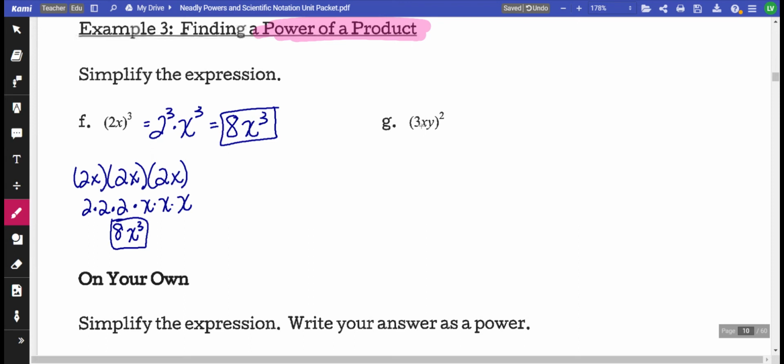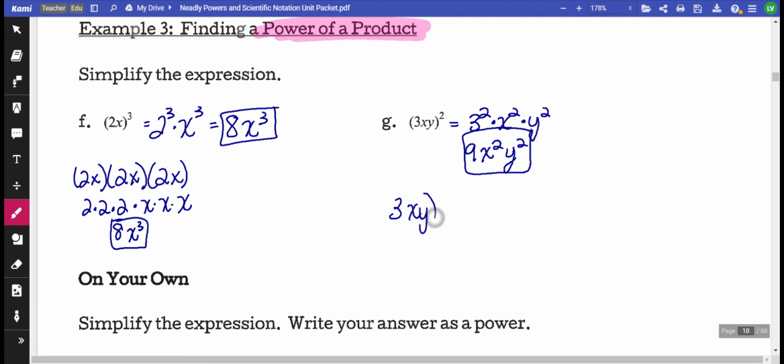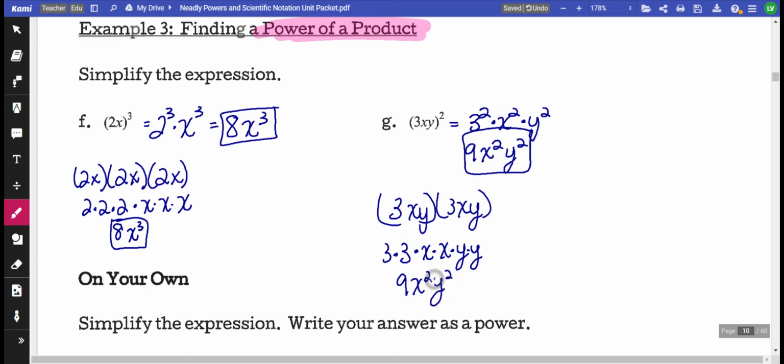Letter G, 3xy all to the second power. So this becomes 3 squared times x squared times y squared. 3 squared is 9, x squared is x squared, and then y squared. Once again, you could show this as 3xy times quantity 3xy. You can do combining your like terms, so 3 times 3 times x times x times y times y. That's 9x squared y squared.